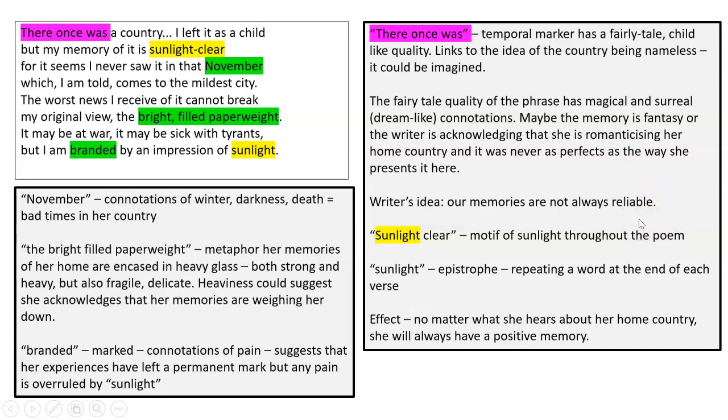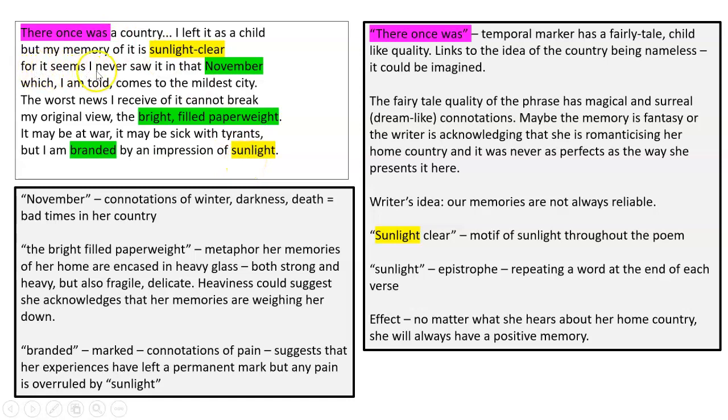She knows that, and she's acknowledging that her memory isn't reliable, but even if she is sort of embellishing and exaggerating her memory of this place, it still is important to her, maybe the way that we would do with childhood stories or something. So she acknowledges that she left the country as a child, but her memory of it is sunlight clear. And that's where we see this first reference to sunlight, also repeated at the end here.